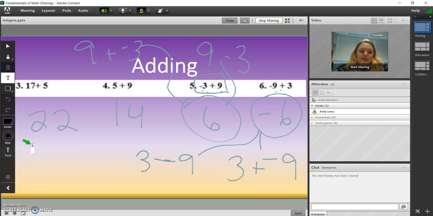Also, some people say that same sign, like both positives, both negatives, you add, take the sign, or if they're different signs, subtract the two numbers and take the sign of the bigger number. But I get confused on stuff like that, so I just think of it as money. But if that helps you, great.